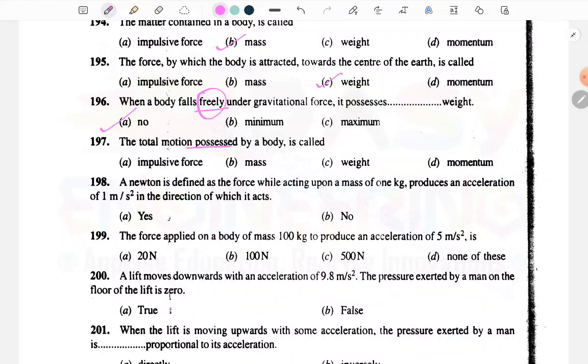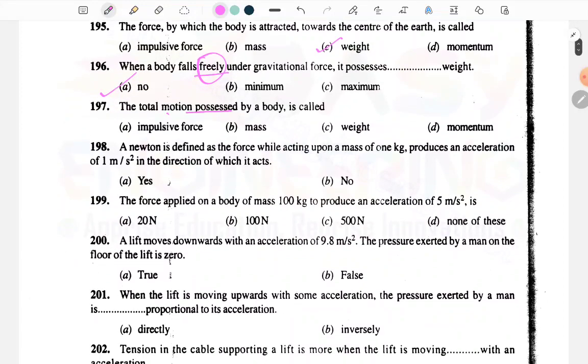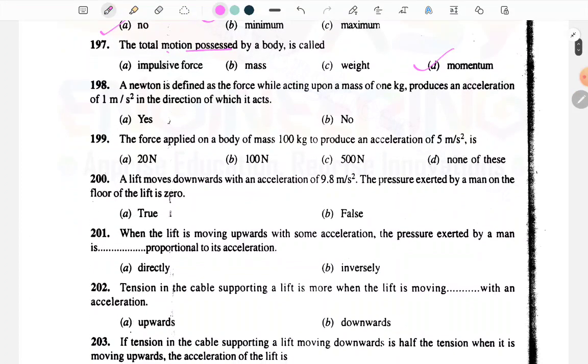Total motion possessed by a body is called momentum. Newton is defined as the force which, while acting on a mass of 1 kg, produces an acceleration of 1 m/s squared in the direction in which it acts. F equal to ma. So with mass and acceleration, what force is applied? Mass into acceleration: 100 into 5, 500 newtons.